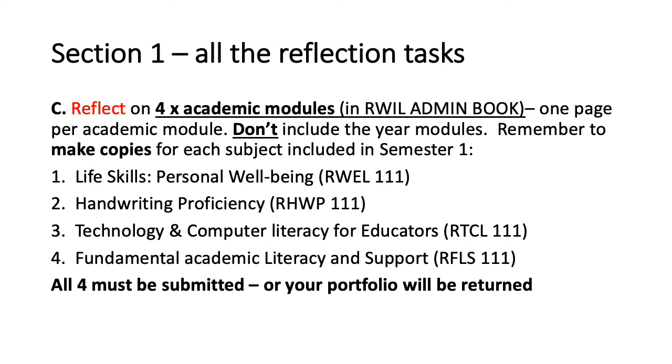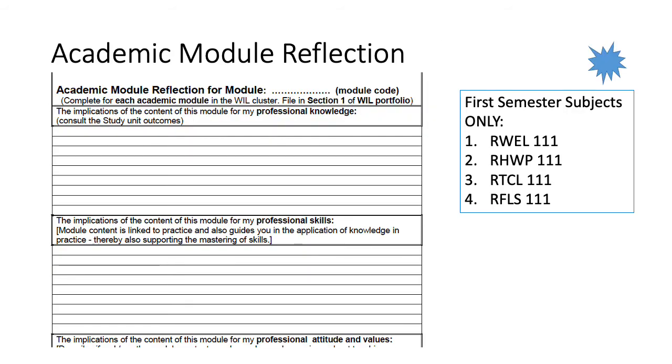So you will be writing academic reflections on life skills, personal well-being, RWIL 111, handwriting proficiency, RHWP 111, Technology and Computer Literacy for Educators, RTCL 111, and Fundamental Academic Literacy and Support, RFLS 111. All 4 must be submitted or your portfolio will be returned. And that's what your academic module reflection looks like. So please remember, there it is on the slide. Those are the ones you must do.